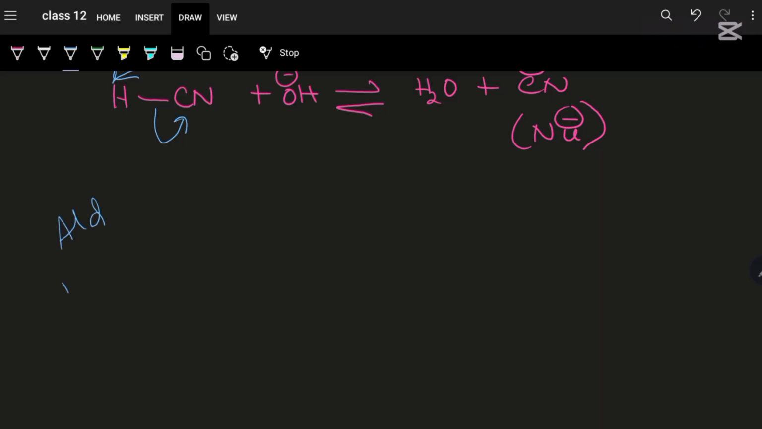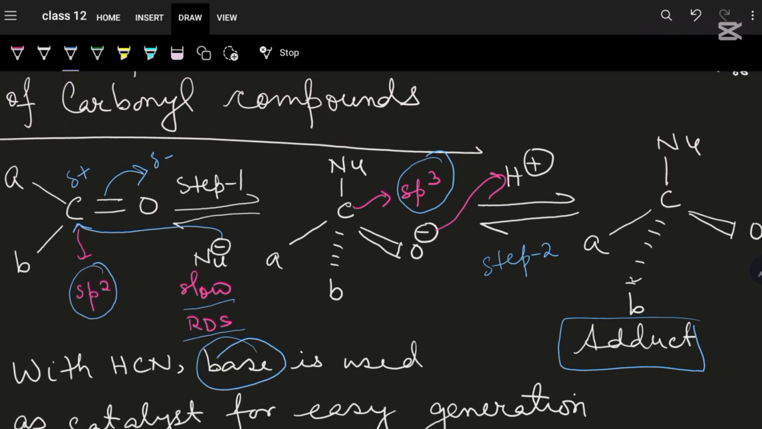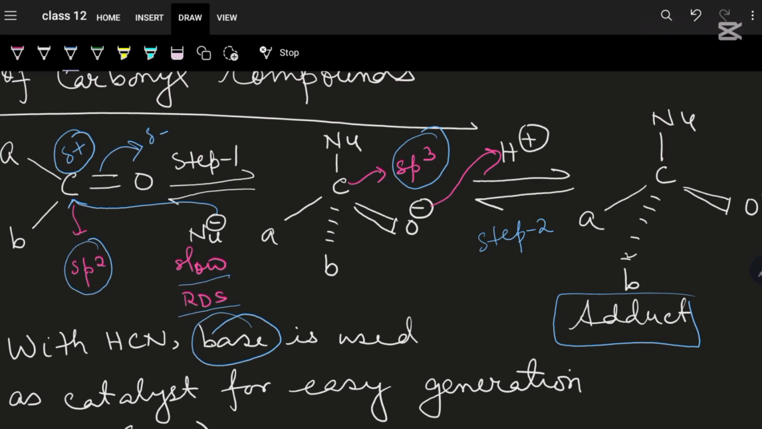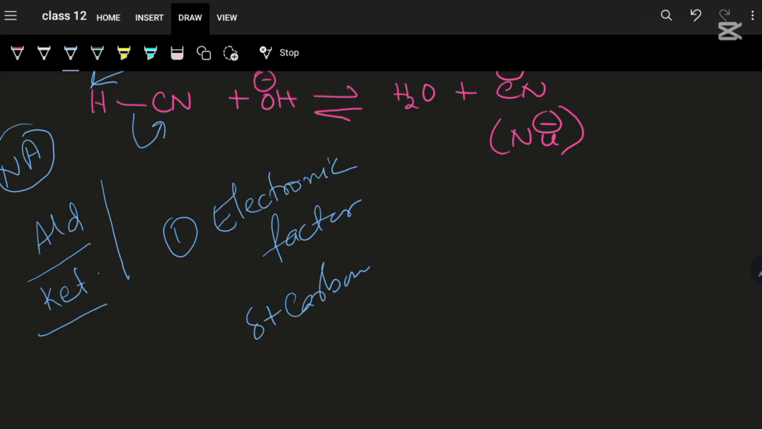So here we can see that since carbonyl compounds are susceptible to nucleophilic addition reaction, out of aldehyde and ketone, which is more susceptible to nucleophilic addition reaction? For that we need to know what the factors are on which this nucleophilic addition reaction depends. One is the delta positive character, that is the electronic factor. So based on the electronic factor we can say that the greater the delta positive character of the carbonyl carbon, the greater is the rate of the reaction, that is, the electrophilicity over the carbonyl carbon should be greater.